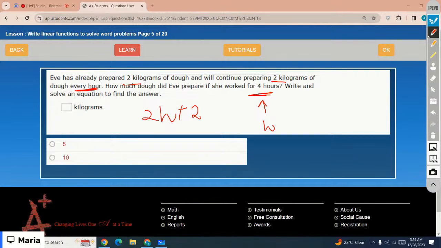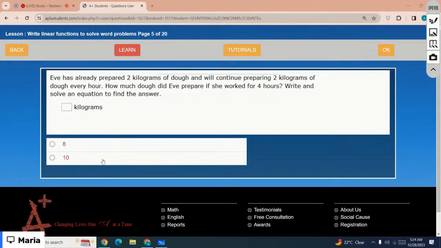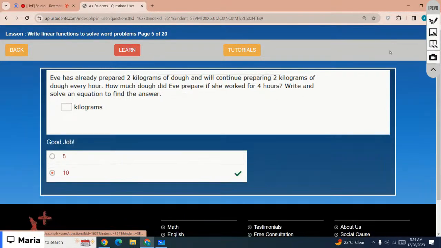Yes, if the time is 4, just replace the h with 4. So 4 times 2 is 8 and 8 plus 2 is 10. So the correct option is 10, right?